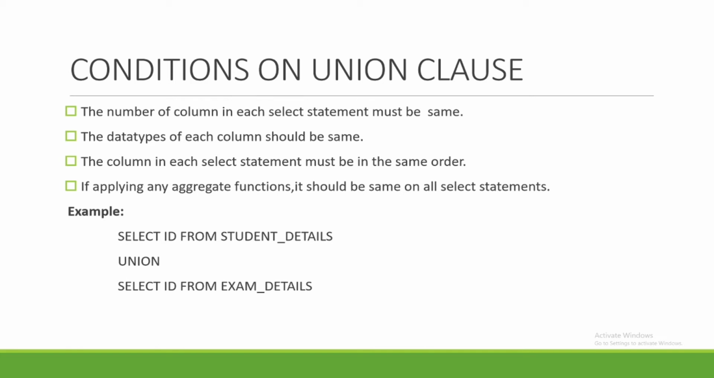So data types, whenever you are applying union clause, you need to take care that the data types of both the columns from both the tables should be the same, right? The third condition is that the columns in each select statement must be in the same order. This means that if I'm writing ID first after the select statement, then I have to maintain the order in both of them. It cannot be that name is written first in the upper statement and name is written after ID in the second statement. So the order of fields in the select statement should be maintained.